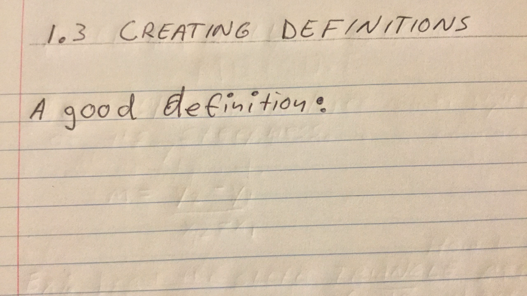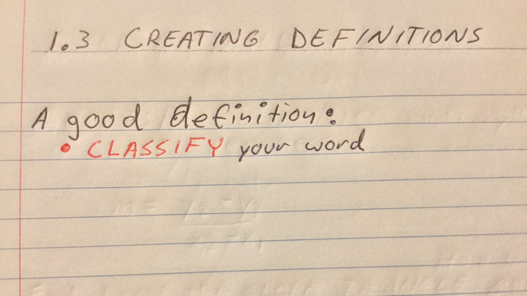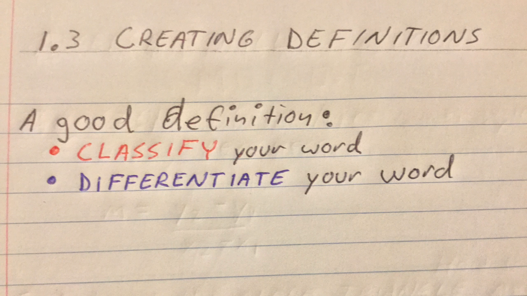Let's next take a look at section 1.3, which is creating good definitions. In a geometry class, it's really important to have quality definitions for the terms that we use. And so to build a good definition, you must first classify the word, and by that I mean, what is it? Next, you want to differentiate your word, right? After you say what is it, you want to differentiate by saying, how is it special from other similar things?